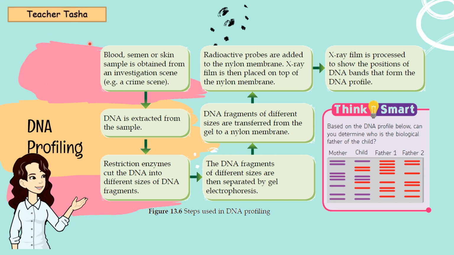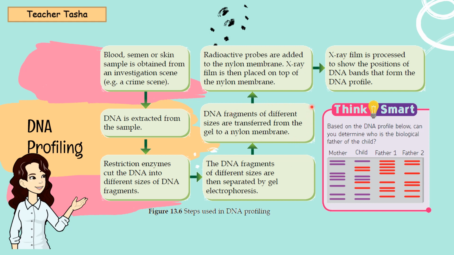What are the steps in DNA profiling? Well, first, a blood, semen, or skin sample is obtained from an investigation scene, for example, a crime scene. It is applicable to any type of investigation that needs to be carried out. Here the DNA is extracted from the sample. Restriction enzyme is used to cut the DNA into different sizes of DNA fragments. Then these DNA fragments of different sizes are separated by gel electrophoresis.